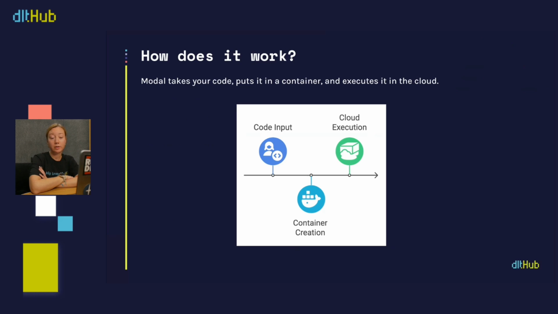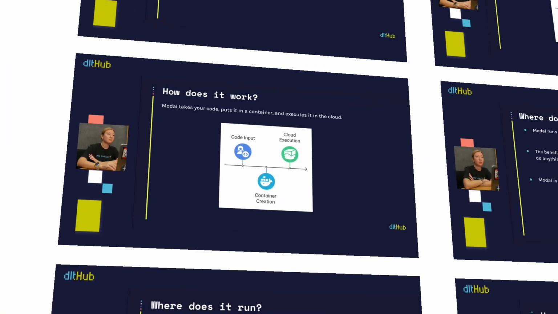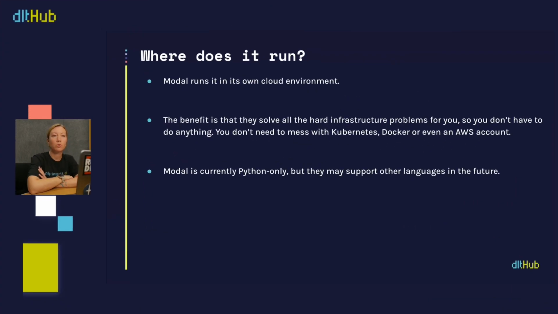How does it work? Modal takes your code, puts it in a container, and executes it in the cloud. So that's it. Where does Modal actually run your code? The answer is simple. It runs in Modal's own cloud environment. That's the magic. They take care of all hard infrastructure for you. So you don't have to touch Kubernetes or Docker or even set up an AWS account.